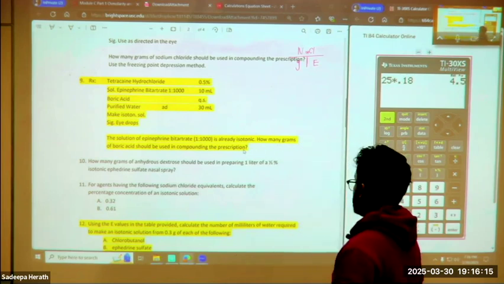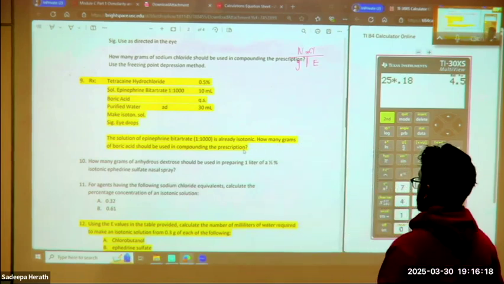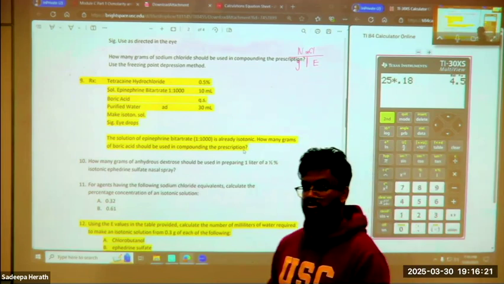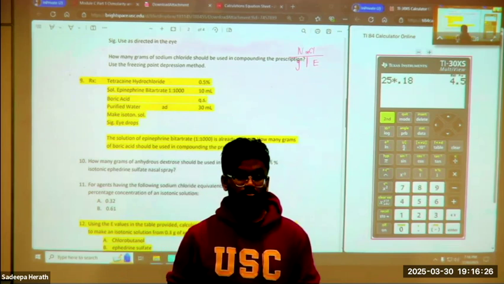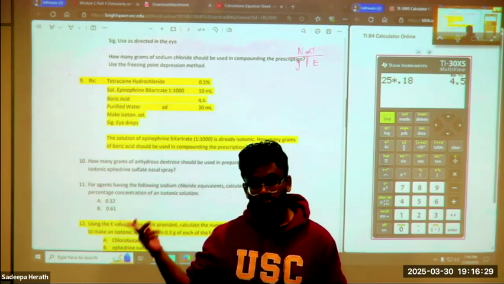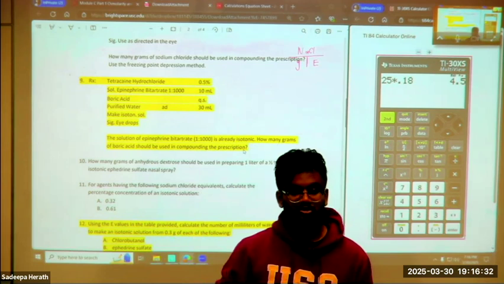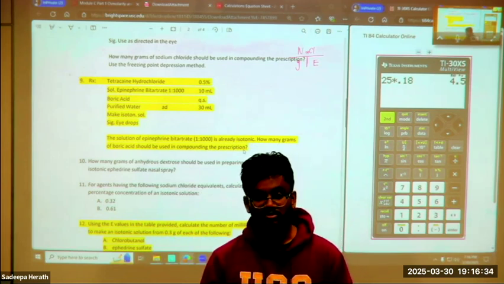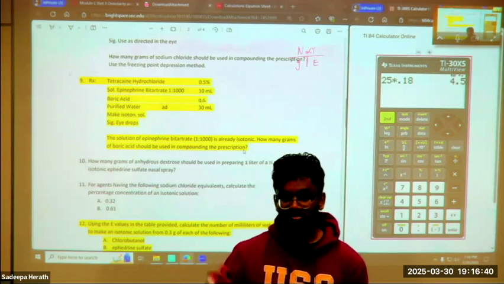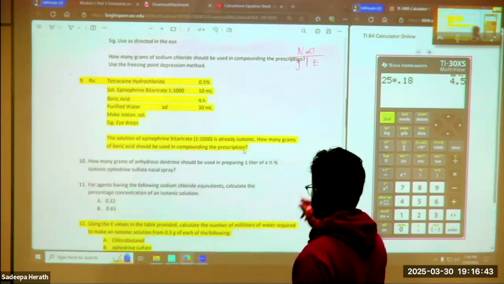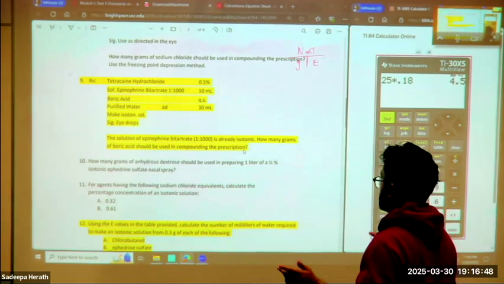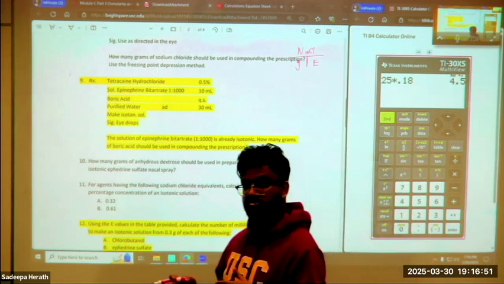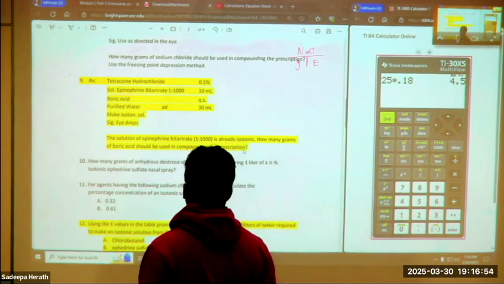The solution of epinephrine bitartrate is already isotonic. So, already isotonic, we don't need to use an E value in that case, right? Because we already know that it's an isotonic solution. So, what do we say about isotonic solutions? In isotonic solutions, there's 0.9 grams of NaCl per 100 ml. We already have that conversion factor. So, just remember that. How many grams of boric acid should be used in compounding the prescription? Okay, so let's solve individually and then isolate and find out our other answer, right?